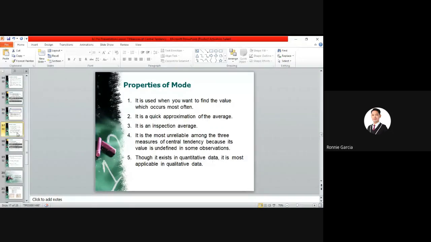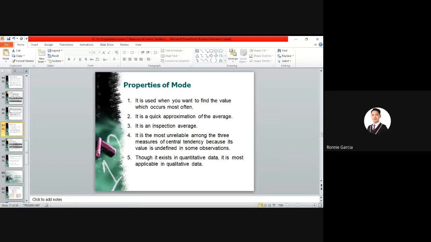And here are the properties of the mode. It is used when you want to find the value which occurs most often. So kung kapuyon siguro ka, tapos gusto lang nimo tan-awon ang kanang typical value ani. Okay, kani siya kana balik-balik. Inana lang siya. That is why it is also known as, number 3, an inspection average. Kay mata lang man imong gigamit. Number 2, it is a quick approximation of the average. You are not using calculator. You are just approximating. So that is mode.